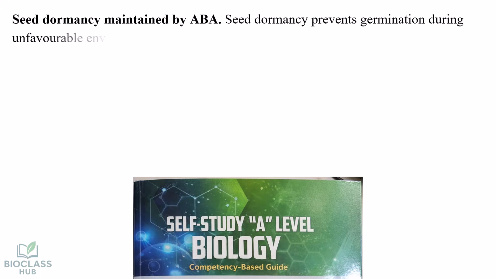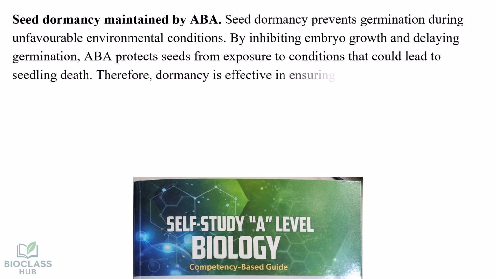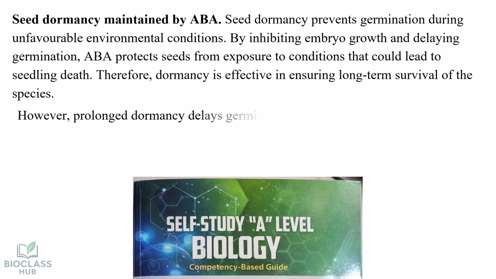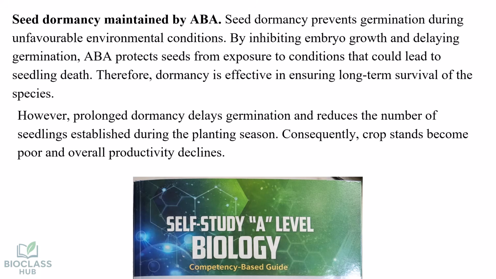Seed dormancy prevents germination during unfavorable environmental conditions. By inhibiting embryo growth and delaying germination, ABA protects seeds from exposure to conditions that could lead to seedling death. Therefore, dormancy is effective in ensuring long-term survival of the species. However, prolonged dormancy delays germination and reduces the number of seedlings established during the planting season. Consequently, crop stands become poor and overall productivity declines.